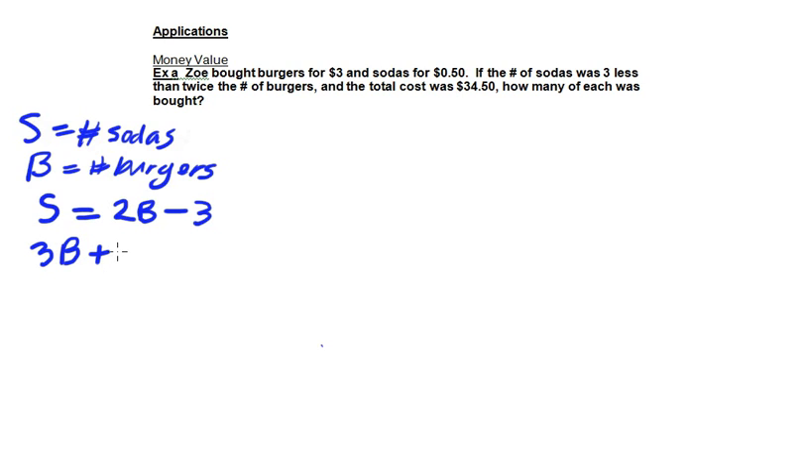And then we want to add in the money value of the sodas. We've got 50 cents for each soda, but then we're going to multiply that times the number of sodas. So I've got 50 cents, and I'll just drop the trailing 0, but then we're going to say 0.5 times S. And that total amount of money is going to add up to $34.50, which again I'll drop the trailing 0. So now we have a system with two equations and two unknowns.